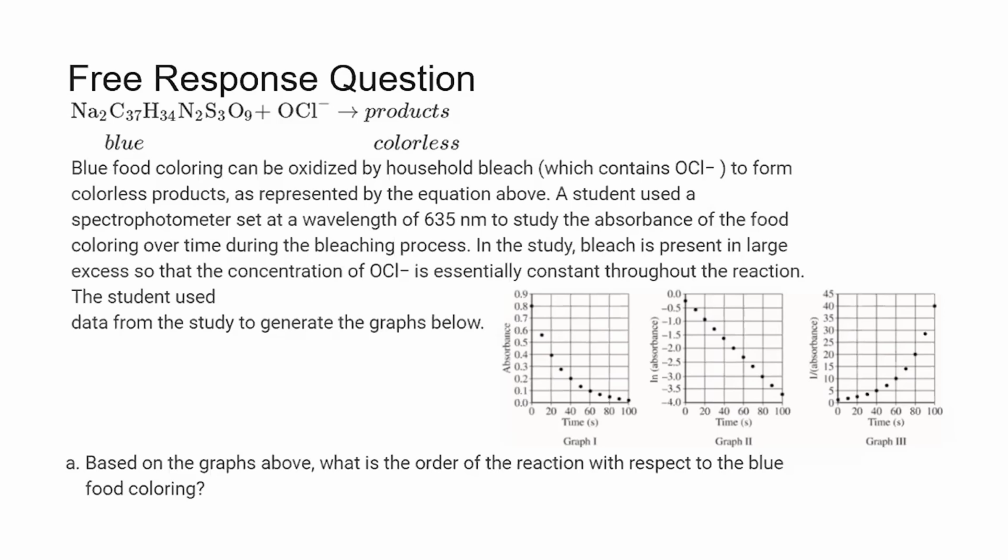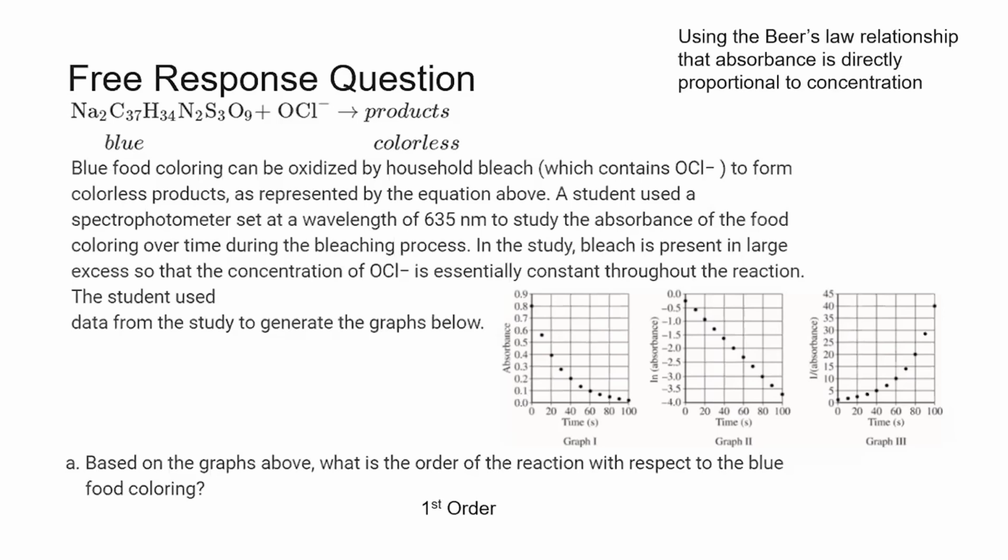Let's look at our graphs. So remember that absorbance and concentration are proportional in terms of Beer's law. So let's see, kind of blurry, but it's okay. Absorbance, natural log, and inverse. Notice how, remember when we're trying to pick the order of reaction, it all has to be linear. The only one that's linear is the natural log. So what does that mean? It means that this reaction is first order because that's the only one that's linear.